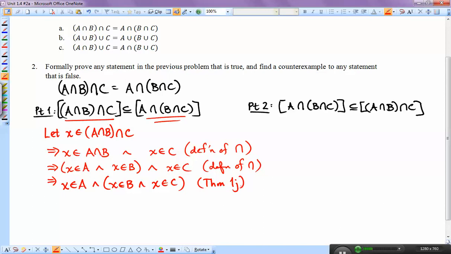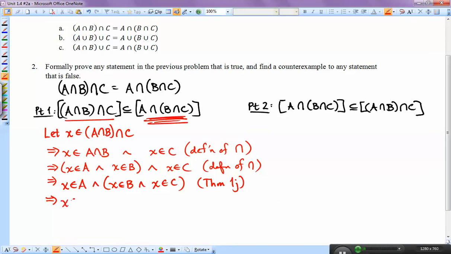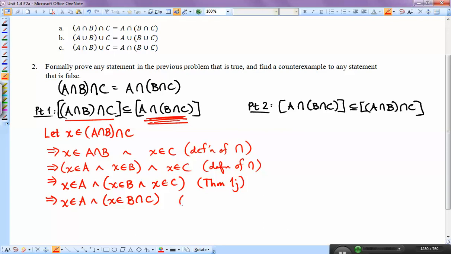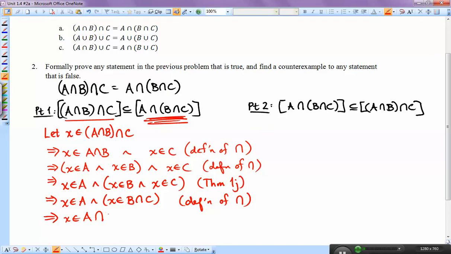Alright, well, now I got that. So now we can start working towards this thing up here again. We're practically there. So now I'm going to use the definition of intersection again. So X is in A and X is in B intersect C, since it's in both of them. That's definition of intersection. And now I can do it one more time. So X is in A intersect B, intersect C. Definition of intersection.